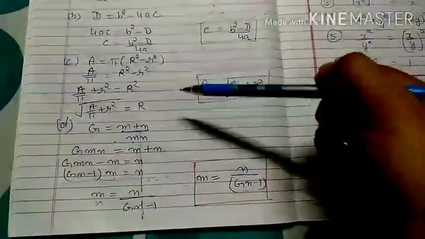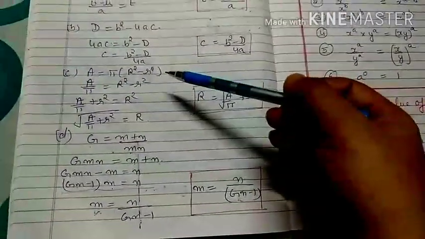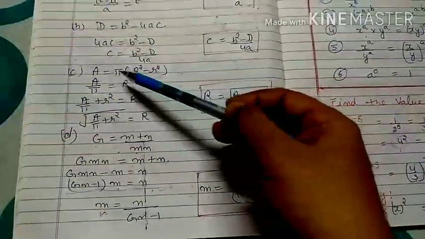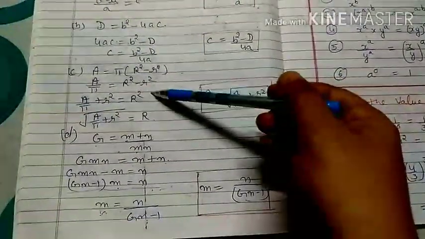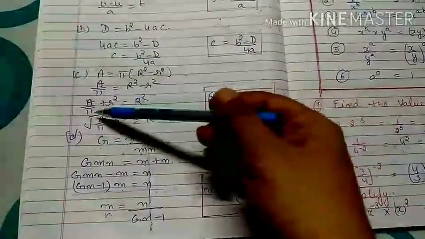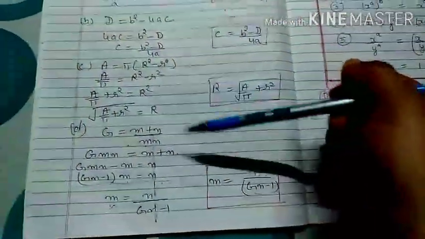Similarly in C and D part also. C part is A is equal to pi R square minus r square. You have to find the value of R. So first you shift pi, then negative R goes positive R, then the square will be removed, it will move to the square root.